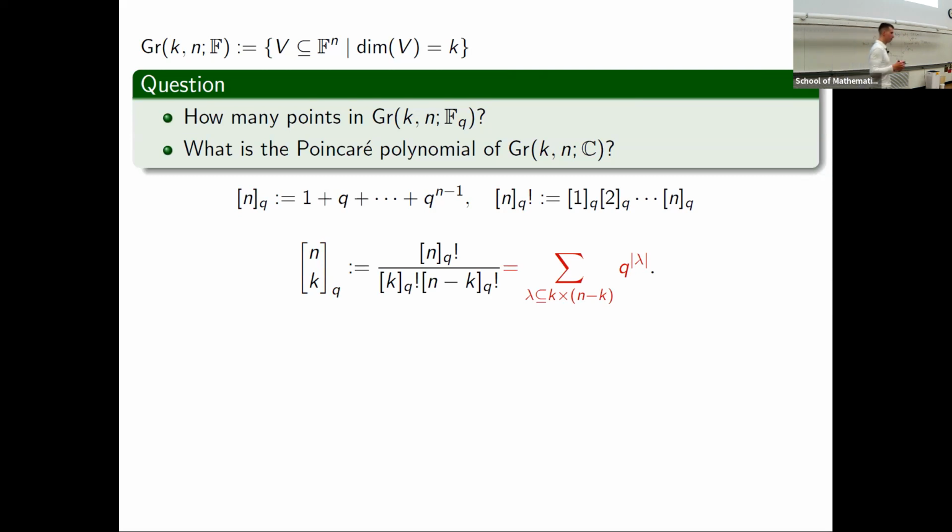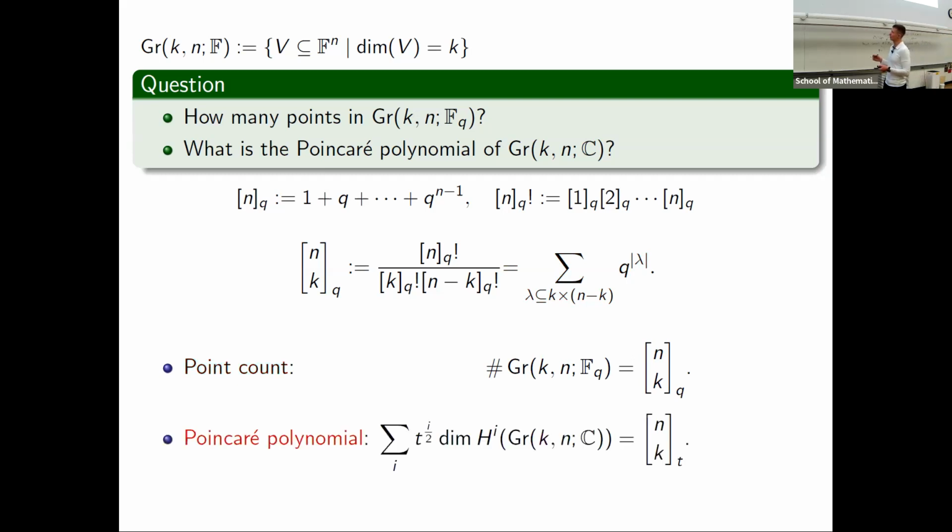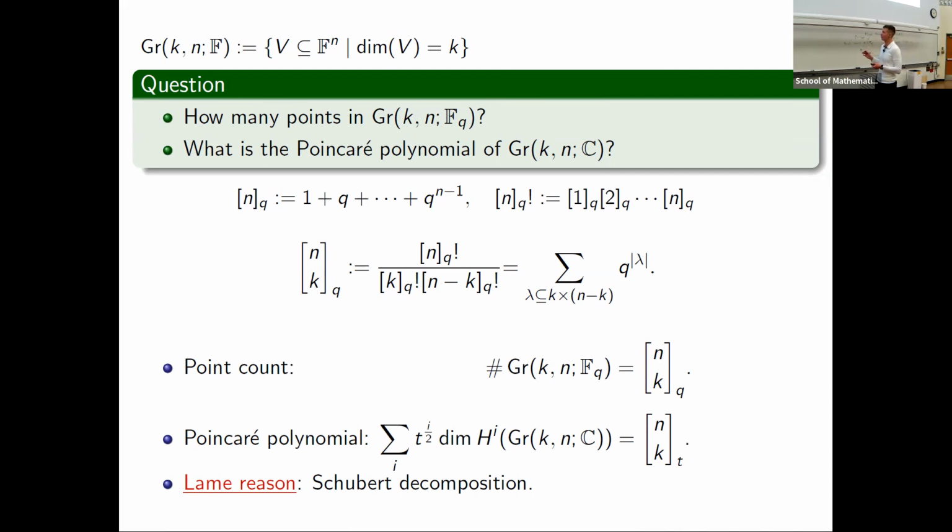So you get this nice polynomial in q, and the claim is that the point count is literally given by this q binomial coefficient, and the Poincare polynomial with these half integer powers of t also turns out to be equal to the t binomial coefficient. And you may wonder, why are these two answers the same on the nose, and why would this even be true? There is a simple reason. There is something called the Schubert decomposition of the Grassmannian, which easily explains both of these computations. But I'm not going to explain that because for me, the Schubert decomposition is not going to be important. Later, I'm going to consider different varieties where there's no hope even for something like a Schubert decomposition.